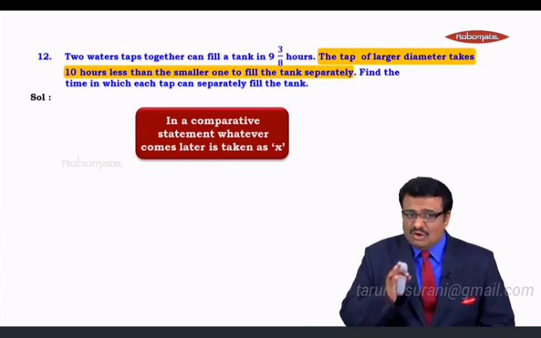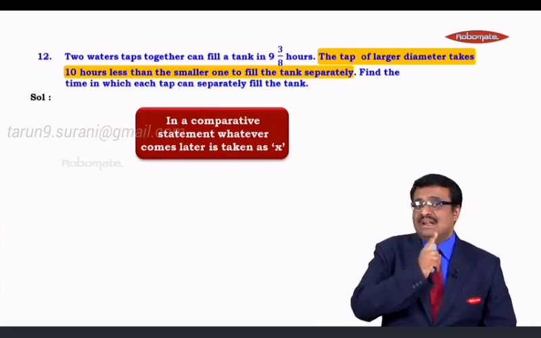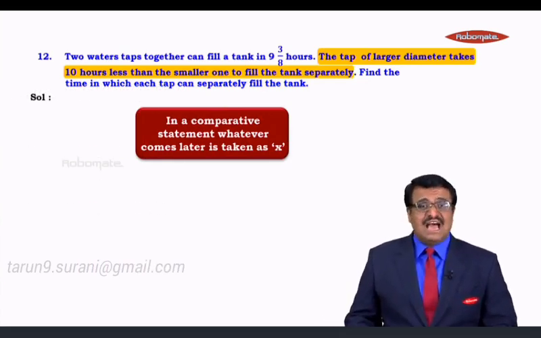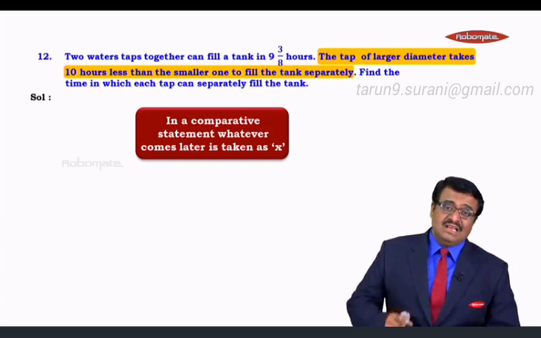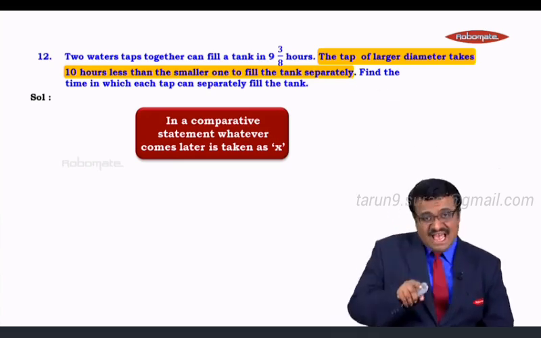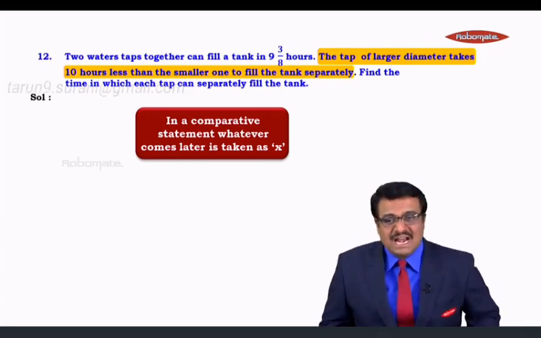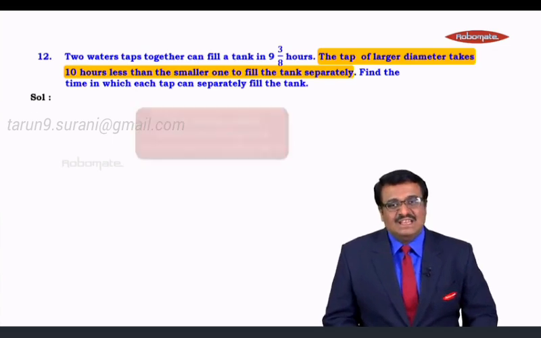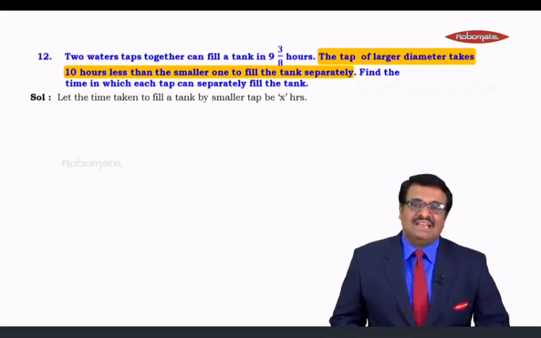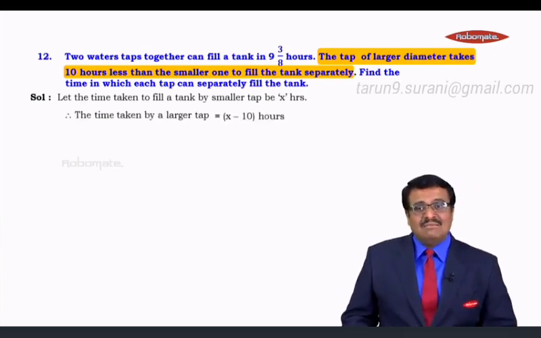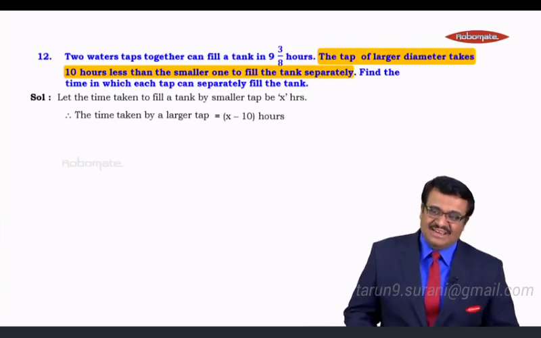Now, we don't know the time taken by the smaller tap, nor do we know the time taken by the larger tap. But in the sum, there is a comparative statement. The tap of larger diameter takes 10 hours less than the smaller one to fill the tank separately. That means the larger tap takes 10 hours less than the smaller tap. Can you see the comparison between the two times? And we all know that in comparative statements, whatever comes later is taken as x. Now what comes later in this sum? The smaller tap. So let the time taken by the smaller tap to fill the tank be x hours. Therefore the time taken by the larger tap is 10 hours less, means it is how much? x minus 10 hours. Is it clear?